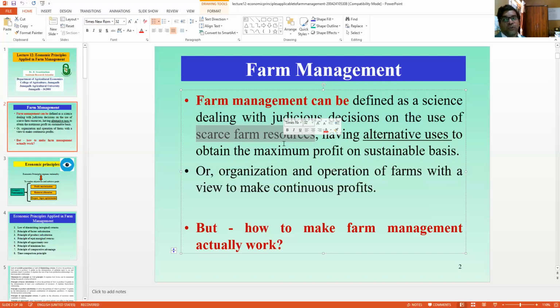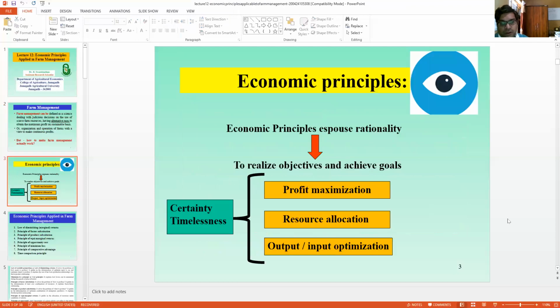For example, if you are raising two crops and you have only one bag of urea, you can apply urea for a crop like groundnut, or you can apply it for cotton. So resources are scarce, they have alternate uses, and you have to take the decision judiciously so as to obtain profit on a sustainable basis. This is what farm management is, right? We can take judicious decisions for the use of scarce resources which have alternate uses on the basis of economic principles.